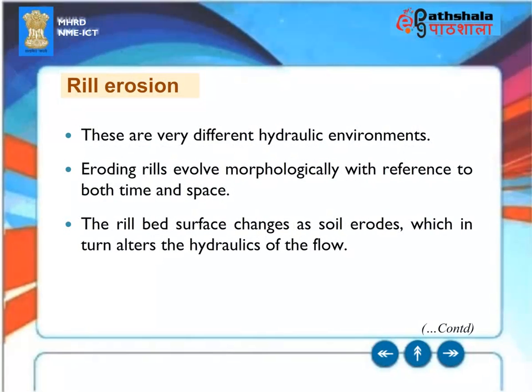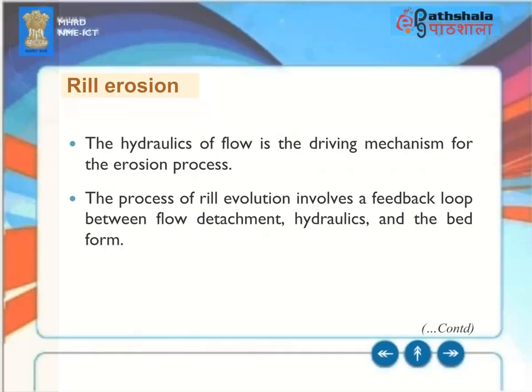These are very different hydraulic environments. Eroding rills evolve morphologically with reference to both time and space. The rill bed surface changes as soil erodes, which in turn alters the hydraulics of the flow. The hydraulics of flow is the driving mechanism for the erosion process. The process of rill evolution involves a feedback loop between flow detachment, hydraulics, and the bed form.